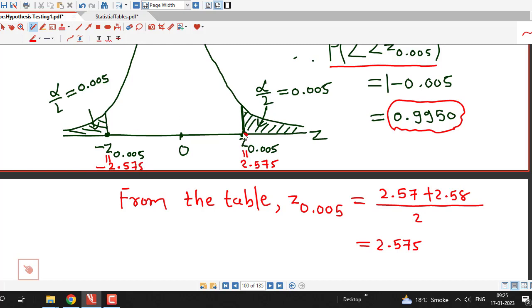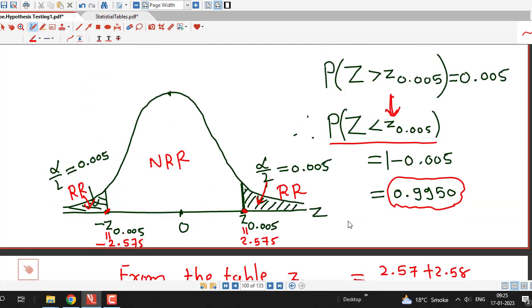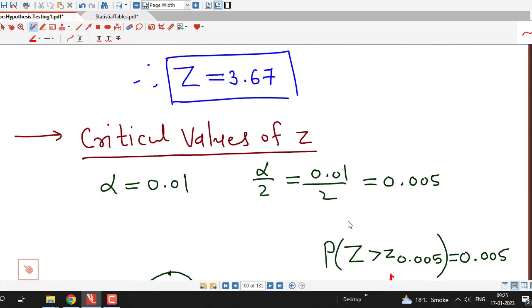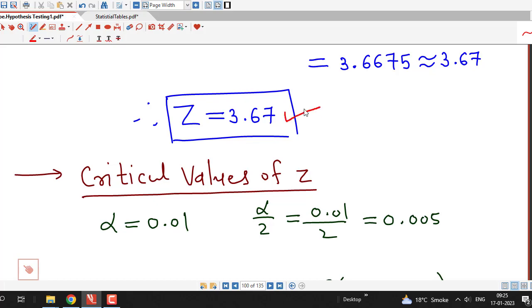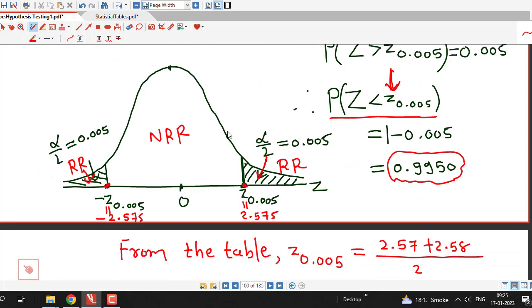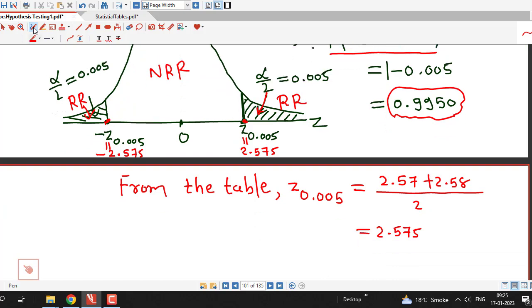So the area to the right side of this point and to the left side of this point, these two areas are rejection regions. This is rejection region, and this area is also rejection region, and the area in between these 2 points is non-rejection region. Now once we decide critical values, we have to compare critical value with calculated value of test statistic, which is 3.67 here. So we have to find out the approximate location of z statistic value.